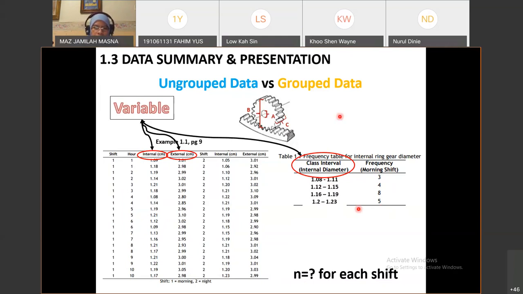Okay, so now what you should understand for this particular slide is that you may have ungrouped data or raw data, or you may have grouped data. But this grouped data is coming from your raw data. And we know we are still talking about the same variable. We are talking about the internal diameter here, and we're still talking about the internal diameter here. But your internal variable now is in the form of different classes. Okay? I hope everyone understands.